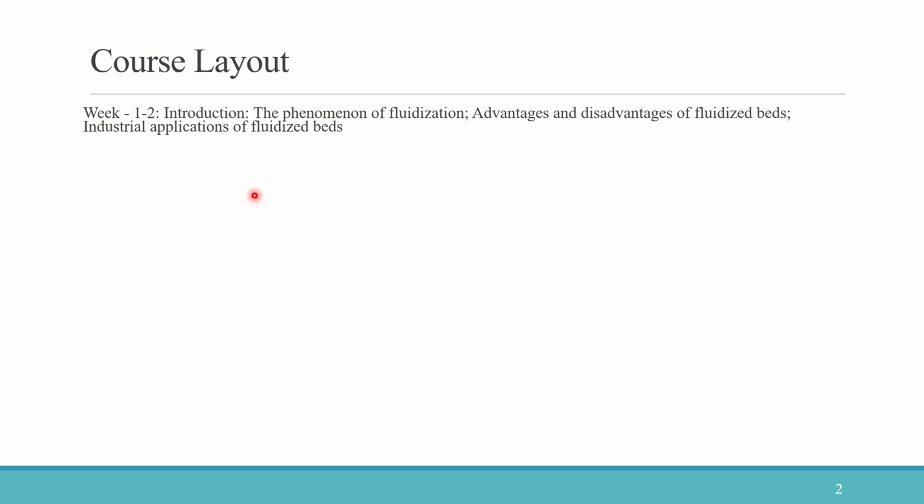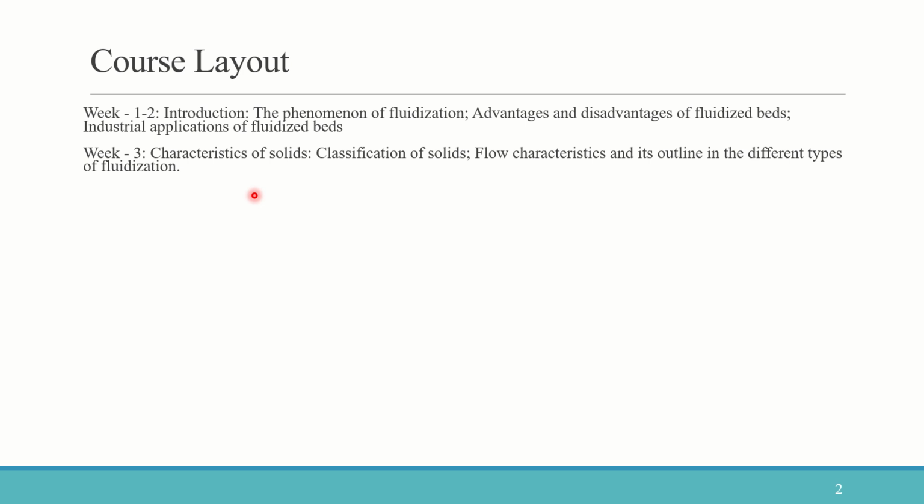So this is just to give you an idea, and later we saw about the classification of solids. Based on the solids density and size, we classify the solids into four classes. This is known as Geldart classification, according to the relative difference between the fluid and the particle density and the particle size.